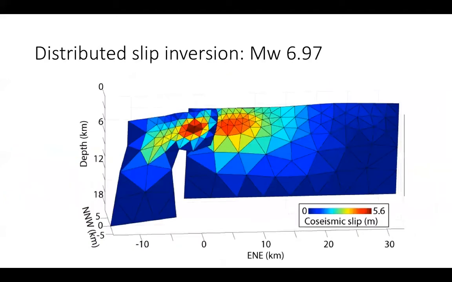Here's the resulting slip distribution, which achieves a magnitude 6.97, maximum slip of 5.6 meters, located here at the intersection between the Futagawa and the Hinagu fault. We see a small depletion of slip in the shallow crust, which I'll discuss more on the next slide.